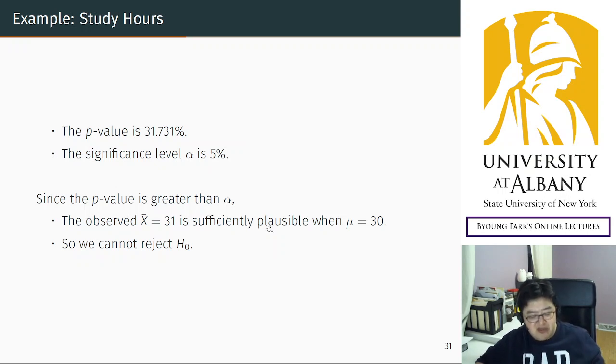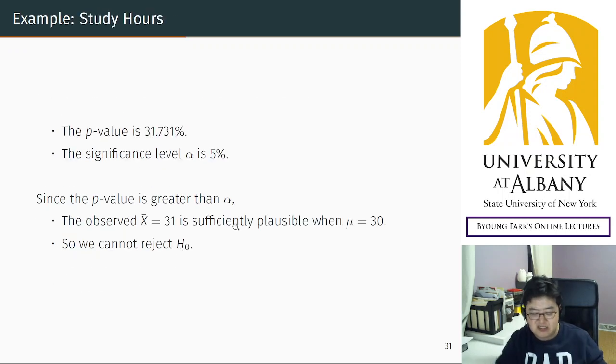I believe that students study 30 hours, but I observe 31 hours. The 1 hour difference is just noise. It's likely noise, likely random error. So why would we reject my hypothesis? It's just random error. We can ignore that. That's our conclusion from this example, right?